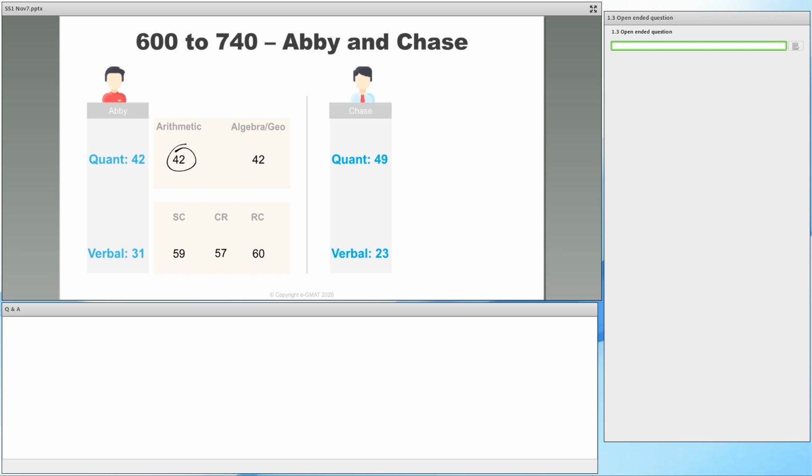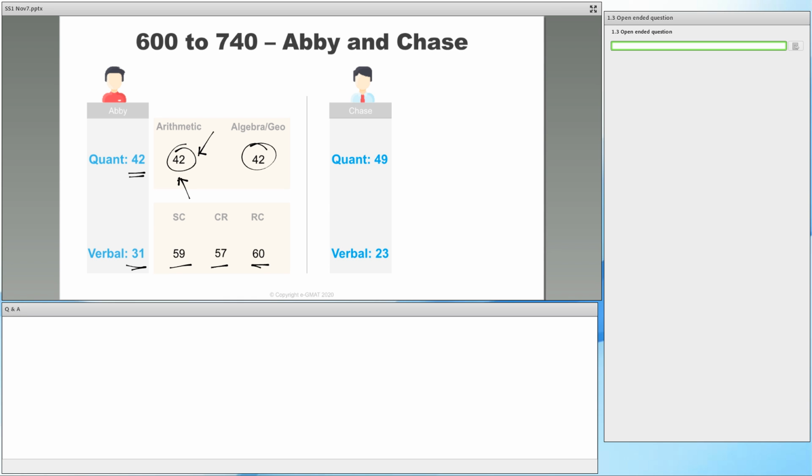For Abby, her quant arithmetic and algebra percentiles are around the 42nd percentile. Again, remember, these numbers over here are all scores out of 100. This is a score out of 60. Now, it just happens to be that a Q42 score out of 60 is the 42nd percentile, which usually is not the case. That matching doesn't usually happen. It's just a rare case.